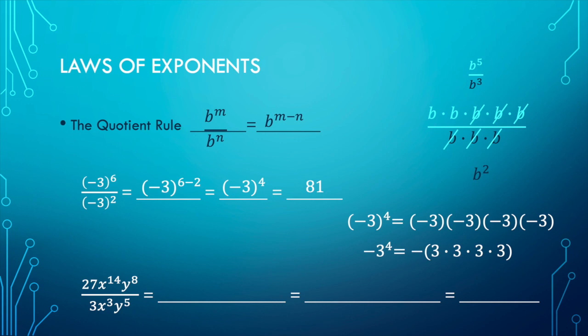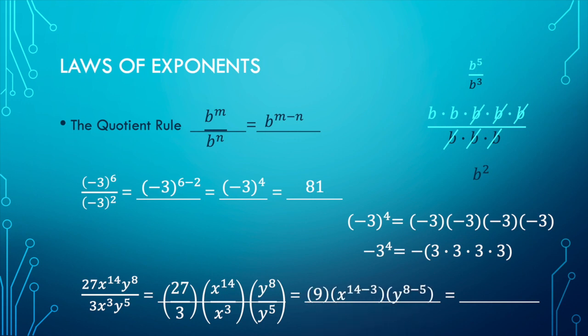27x to the 14th y to the 8th divided by 3x cubed y to the 5th. This is similar to the problem that we did with the product rule, where we just separated the pieces that corresponded to each other. 27 divided by 3, x to the 14th divided by x cubed, and y to the 8th divided by y to the 5th. If I simplify all those things, I get 9, x to the 14 minus 3, and y to the 8 minus 5, which will end up being 9x to the 11th y cubed.